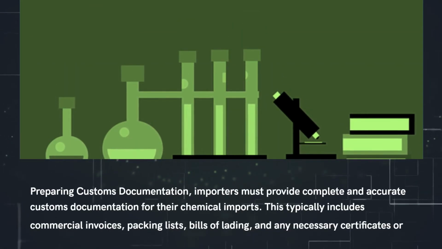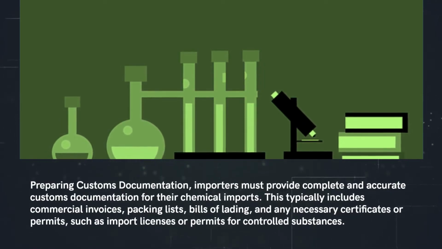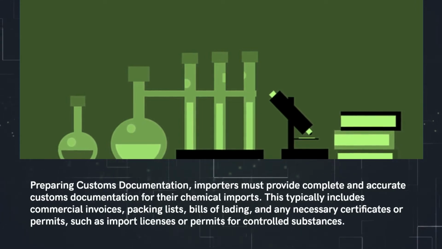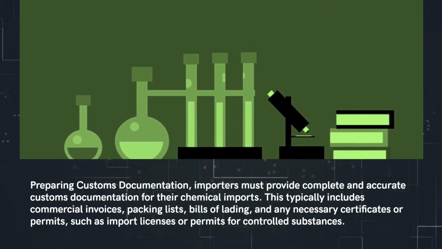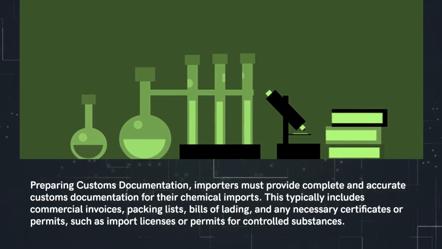Preparing customs documentation. Importers must provide complete and accurate customs documentation for their chemical imports. This typically includes commercial invoices, packing lists, bills of lading, and any necessary certificates or permits, such as import licenses or permits for controlled substances.